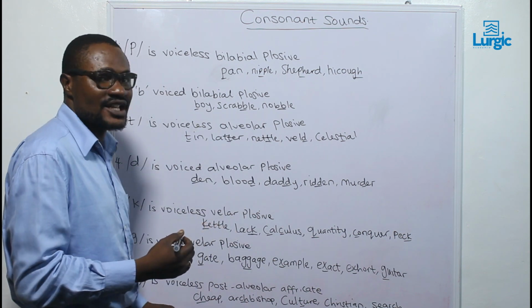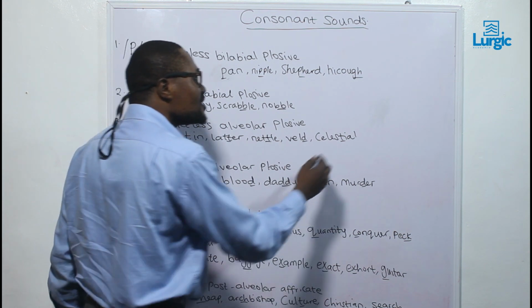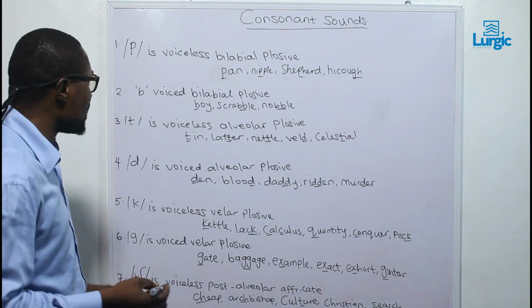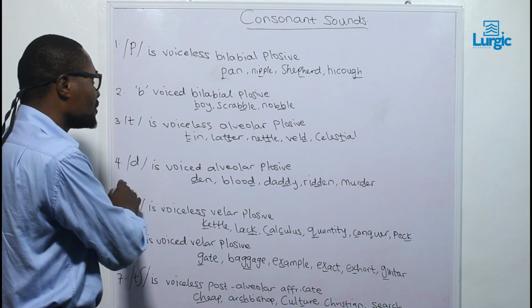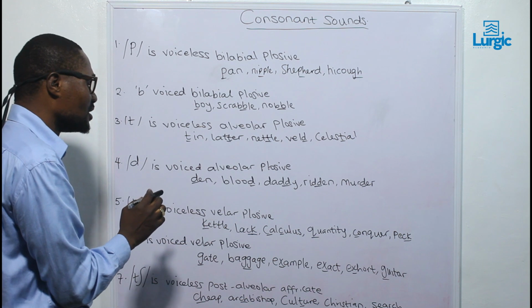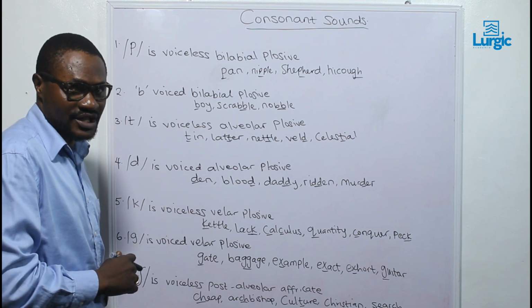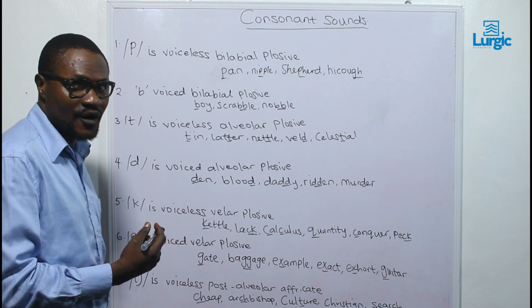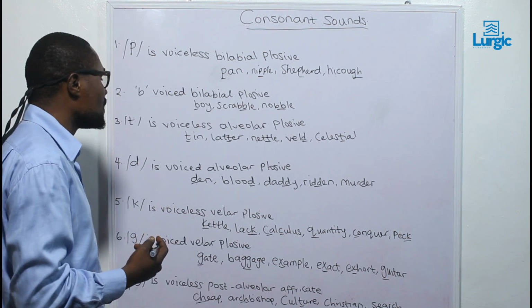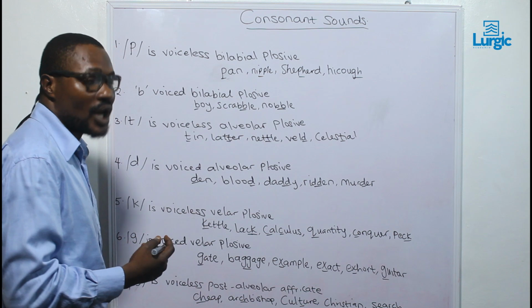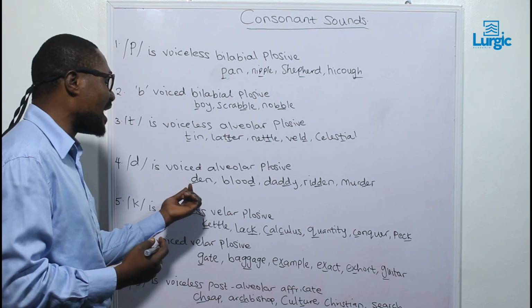So it's not celestial, rather it is celestial. So let's go ahead. This is an alveolar plosive. When we talk about alveolar, we're talking about the ridge of the mouth. So we're looking at the voiced alveolar plosive. Now let's go.